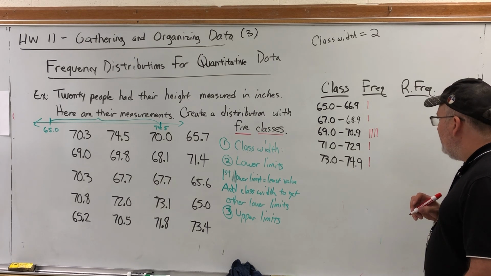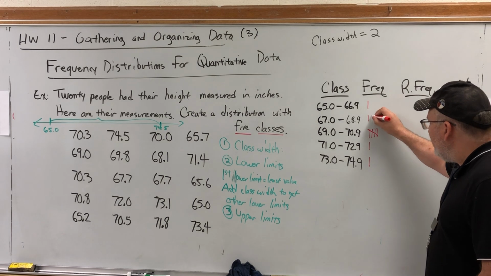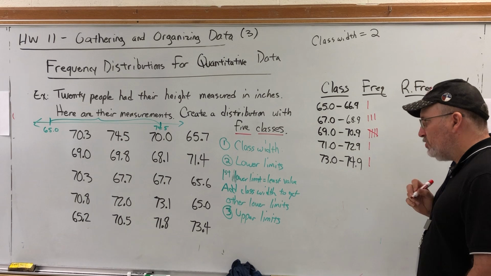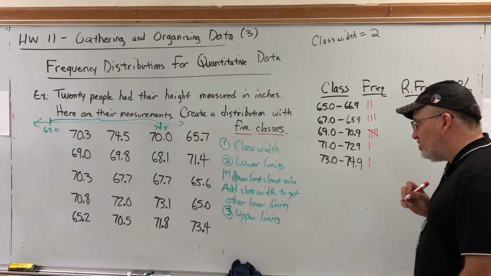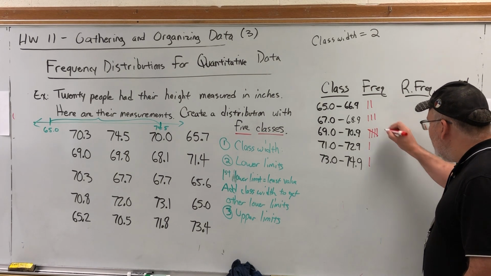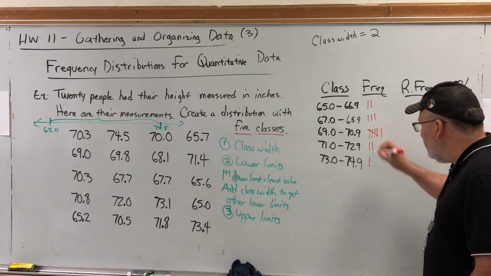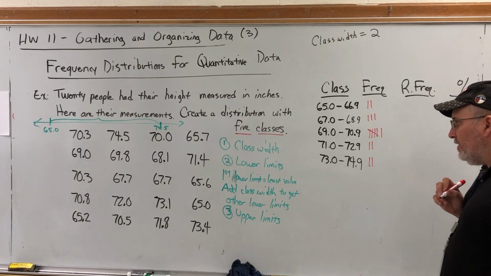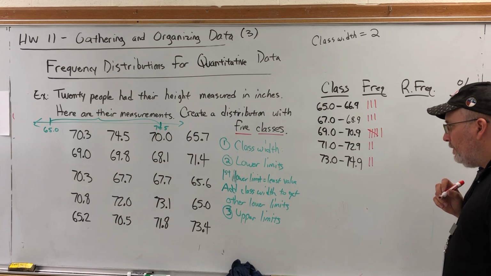Third row. 70.3 belongs to the third class. 67.7 belongs to the second class. The next 67.7 also belongs to the second class. 65.6 belongs to the first class. Fourth row. 70.8 belongs to the third class. 72.0 belongs to the fourth class. 73.1 belongs to the fifth class. 65.0 belongs to the first class.